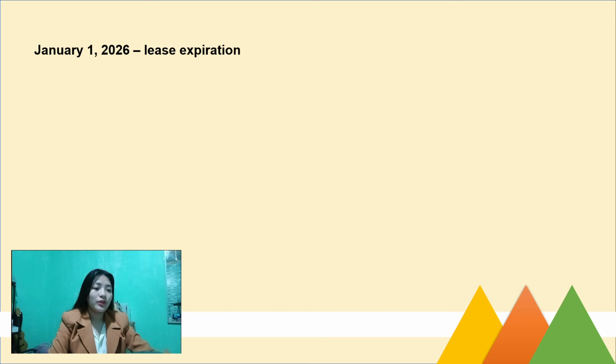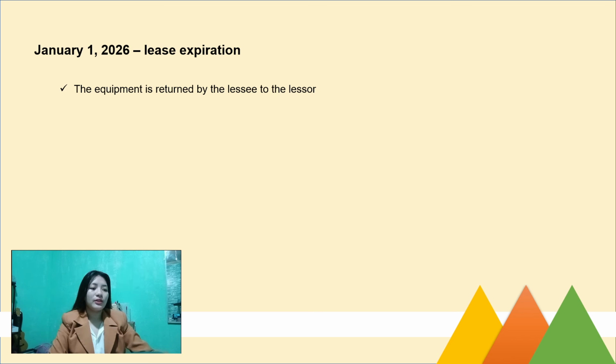Ngayon, January 1, 2026 na. So, this is the lease expiration. So, the equipment is returned by the lessee to the lessor. Kailangan nang ibalik yung equipment sa lessor.